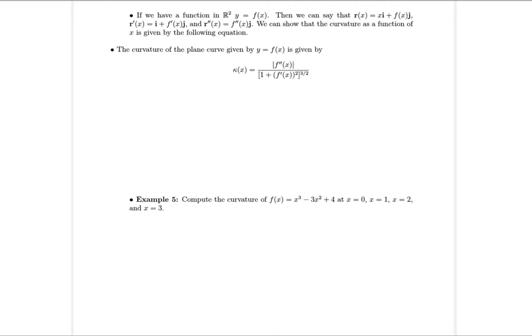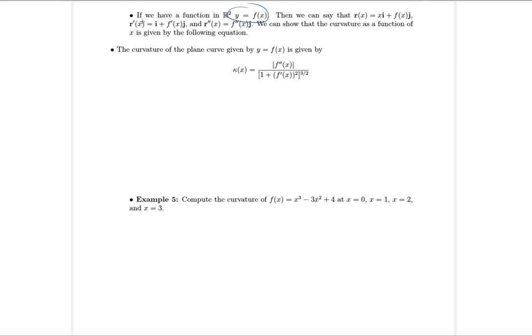Now, one other thing that we want to address is, this is Calc 3. We have learned how to take the curvature of these space curves, but does this apply to curves in 2 dimensions? And the answer is yes. So what you can always do, if you have just a basic y equals f of x function, is write it as a vector function by putting x as the x component and f of x as the y component.